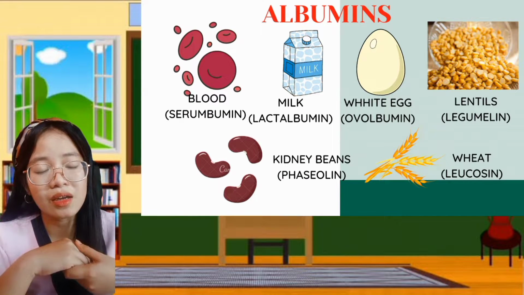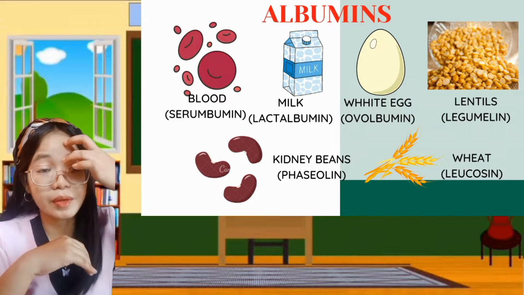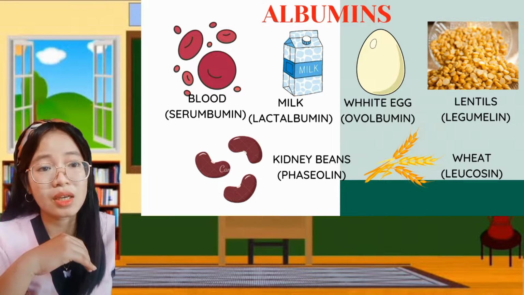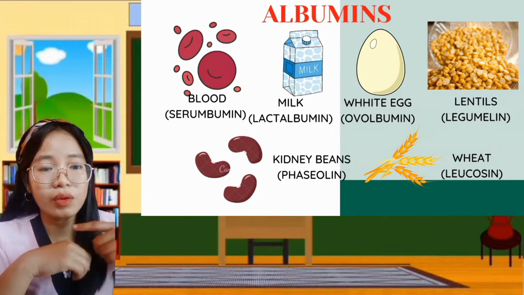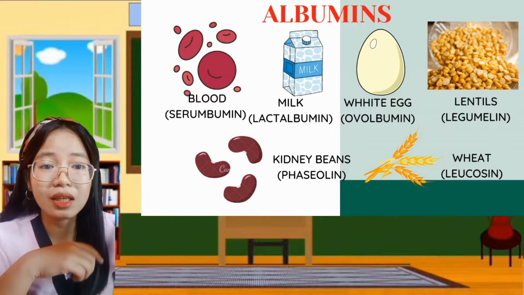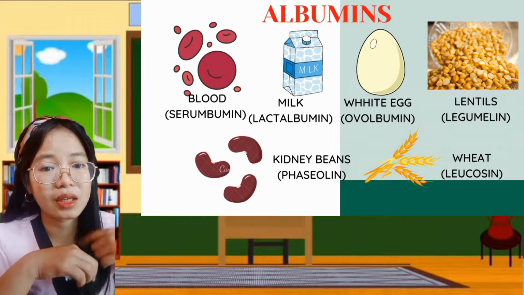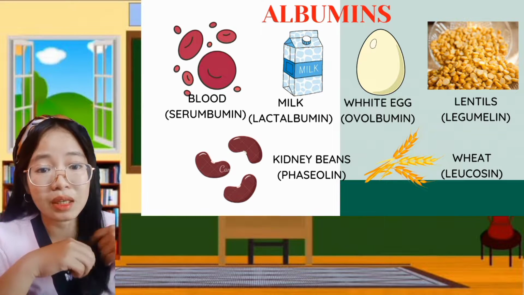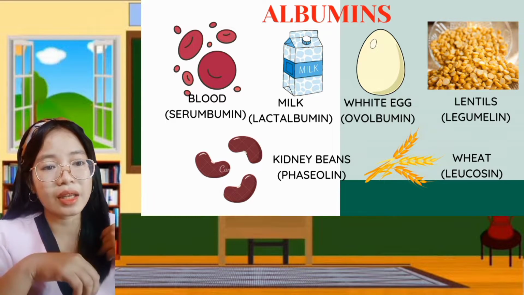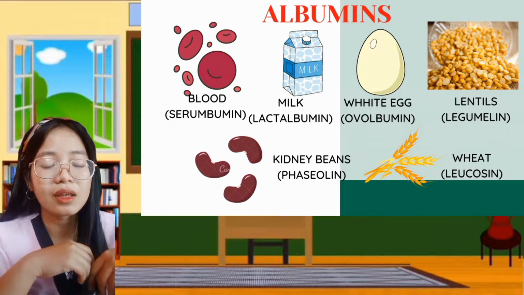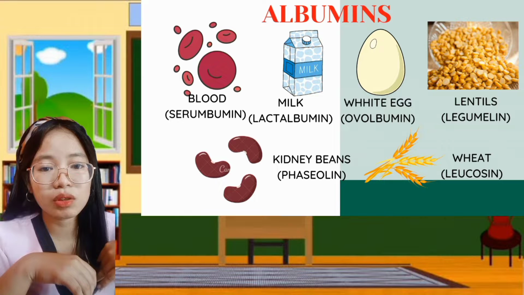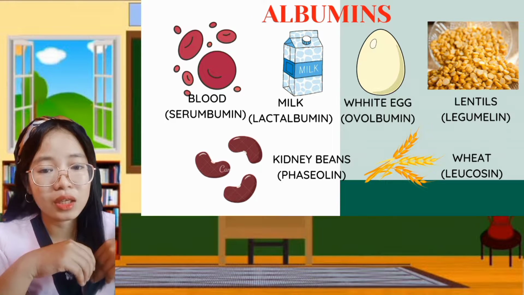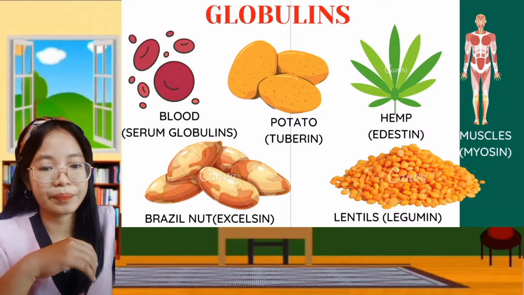Here are examples of products where you can find albumins. The albumin found in the blood is called serum albumin. We can also find albumins in milk, called lactalbumin, in egg white, called ovalbumin, in lentils, called legumelin, in kidney beans, called phaseolin, and in wheat, called leucosin.